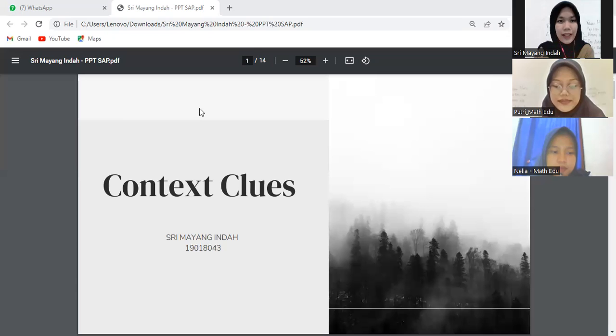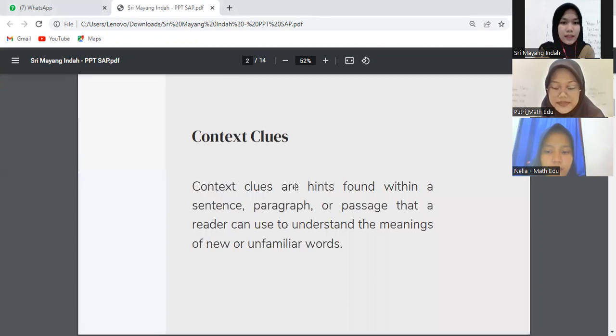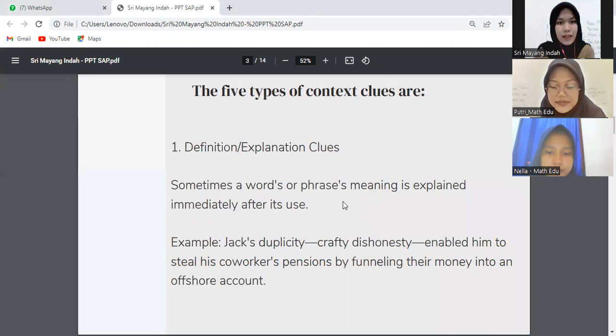Present, miss. Okay, good. And we come to our material about context clues. Context clues are hints found within a sentence, paragraph, or passage that the reader can use to understand the meanings of new or unfamiliar words. There are 5 types of context clues. The first one, definition or explanation clues.